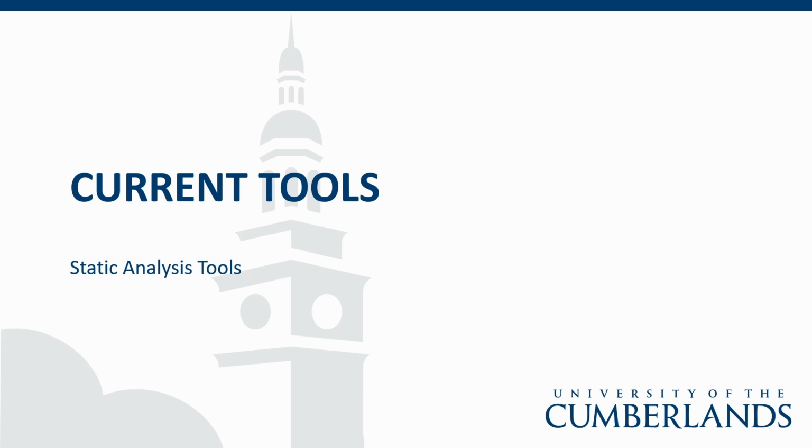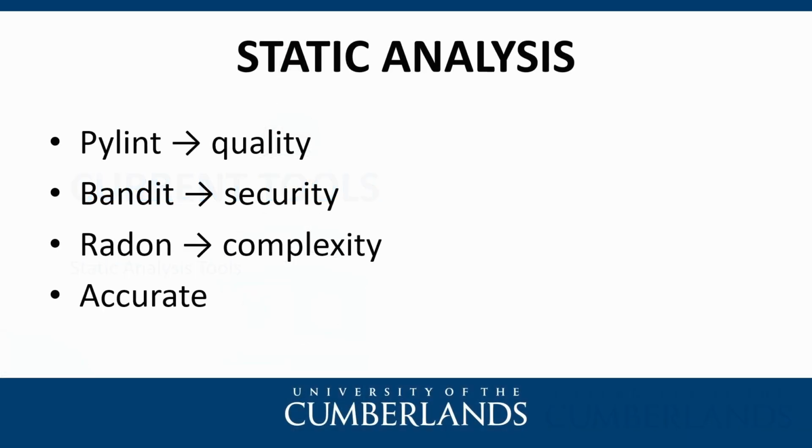To help with this, developers use automated tools called static analysis tools. These tools analyze code without executing it. For example, Pylint focuses on code quality and style, Bandit detects security vulnerabilities, and Radon measures complexity. These tools are very accurate and reliable, and they are widely used in both industry and education. They allow developers to detect many issues quickly and consistently.